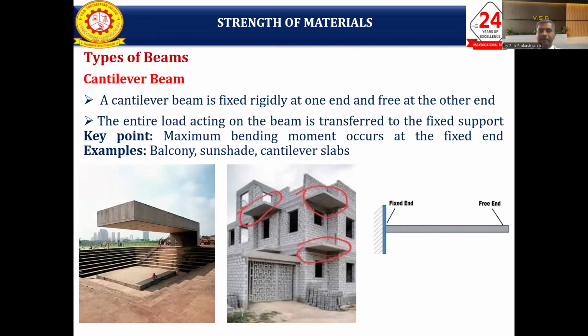So, the different types of beams. First is the cantilever beam. The cantilever beam is rigidly fixed at one end, and the other end is a free end. The entire load acting on the beam is transferred to the fixed support. The key point we need to understand is that the maximum bending moment occurs at the fixed end. Examples are the balcony, sunshade, and cantilever slab. These are examples of the cantilever beam.